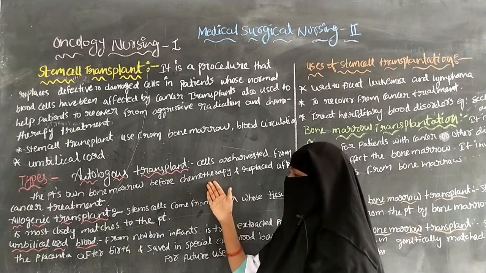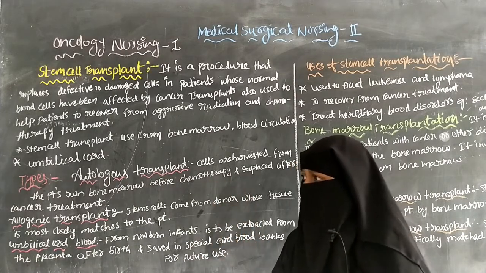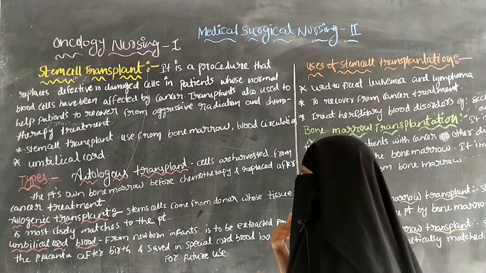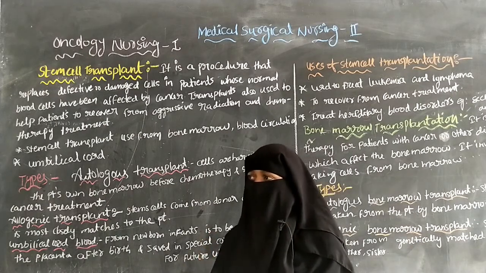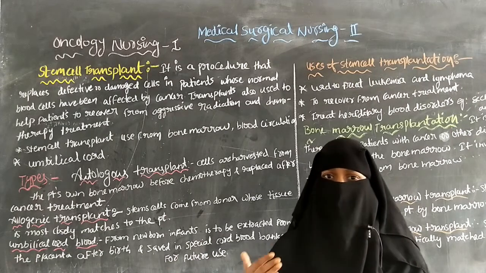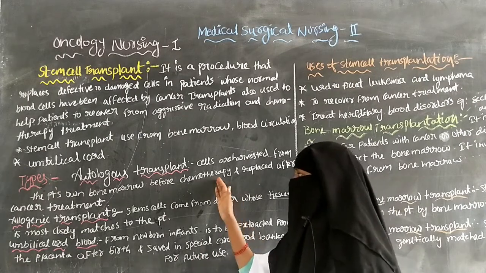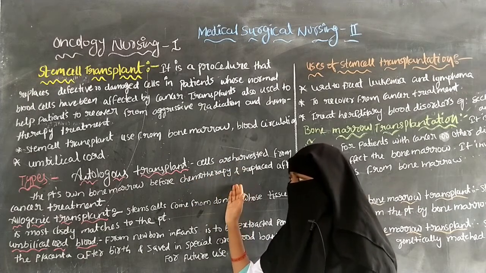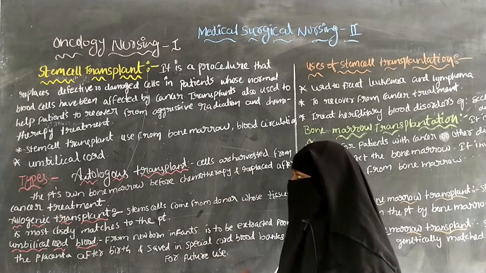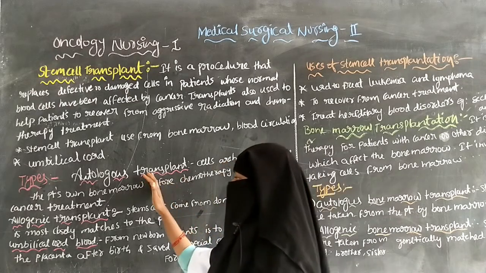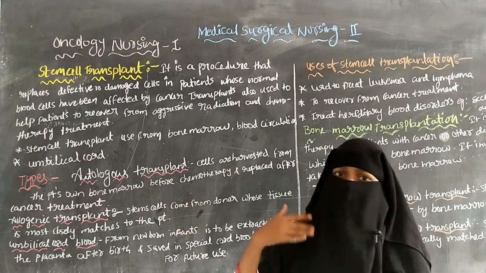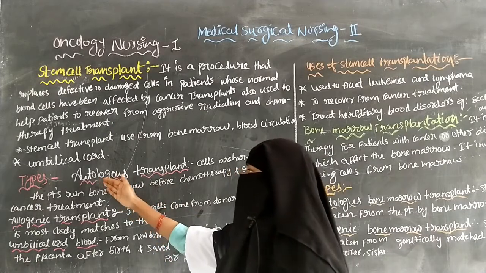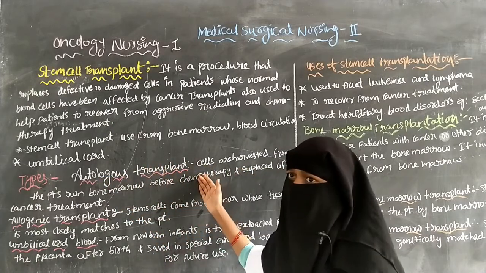And before the chemotherapy, if you are giving chemotherapy, the healthy stem cells can be damaged. Because of the high dose of the chemotherapy and radiation therapy, the healthy stem cells can be damaged. So because of this, before the chemotherapy itself we can take the stem cells for the transplantation and we can replace them after the cancer treatment. So it is called autologous transplantation.